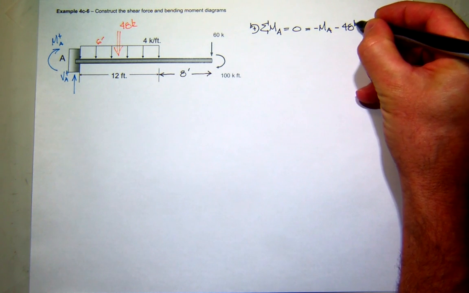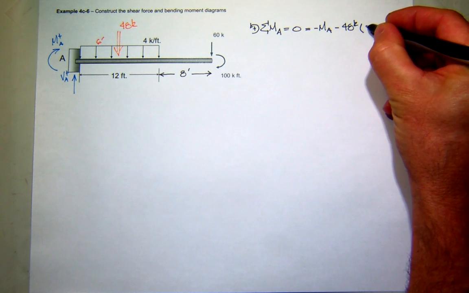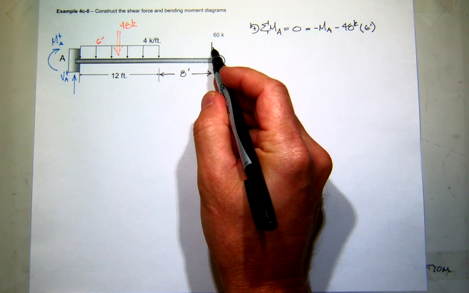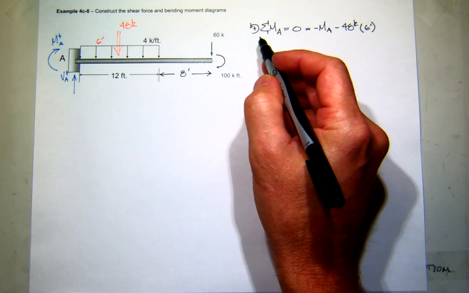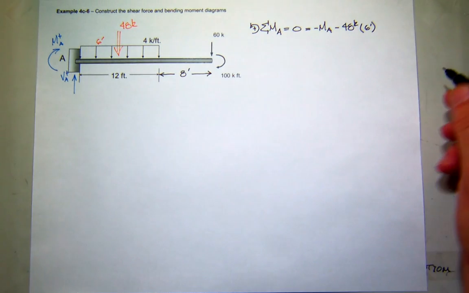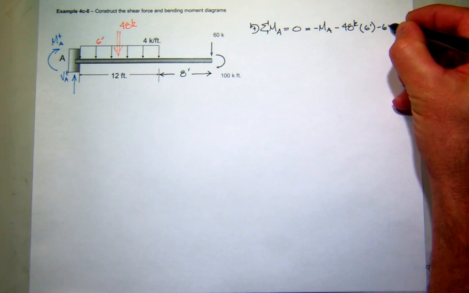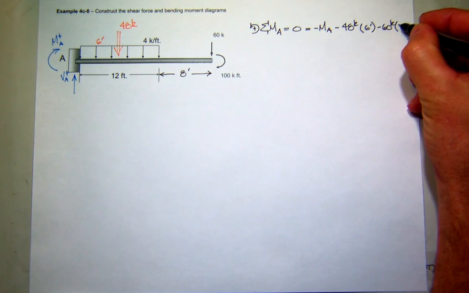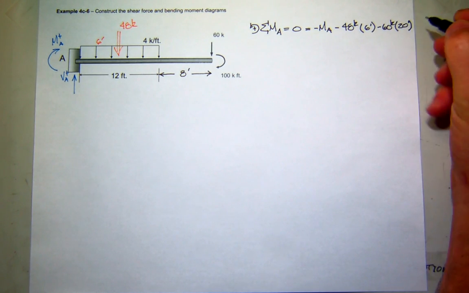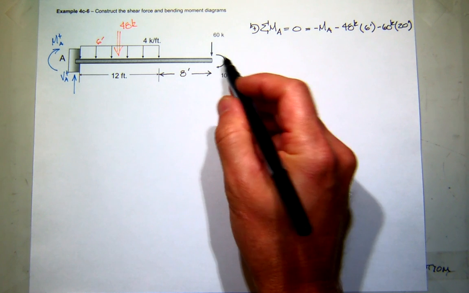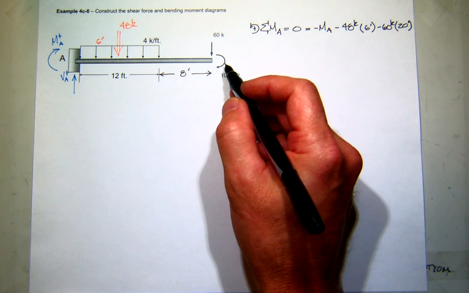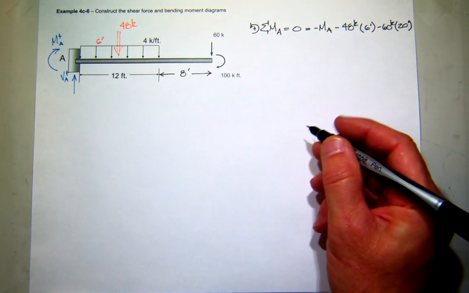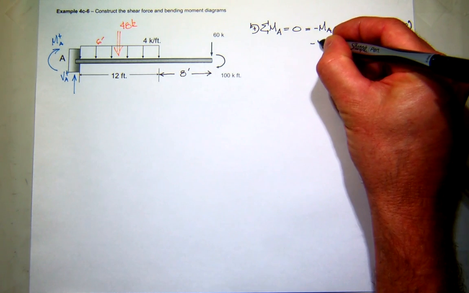So what's the moment arm from A? It will be 6 feet. Then I get all the way out here. I've got this big 60 kip force acting at the end of the cantilever. What kind of moment is that? Positive or negative? Negative. So I got 60 kips, and what's its moment arm? Looks like 20 feet. And then I have the actual applied moment at the end, which, given this direction and this sign convention, is negative.